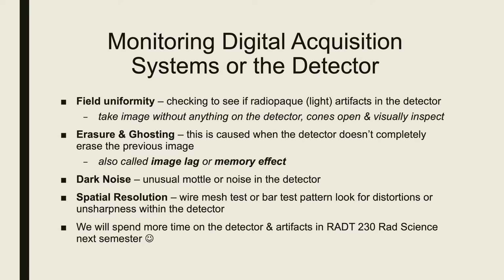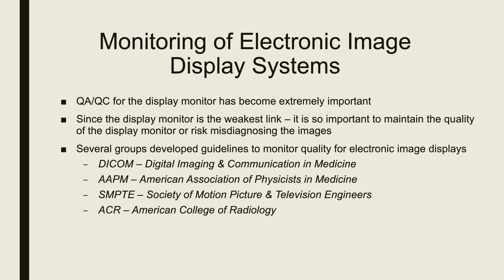Dark noise is unusual noise in the detector. And then with spatial resolution, you can use a wire mesh test or a bar test pattern. Basically, you're just looking for any kind of distortion or unsharpness that may be within the detector, and that would be caused by damage in the detector.